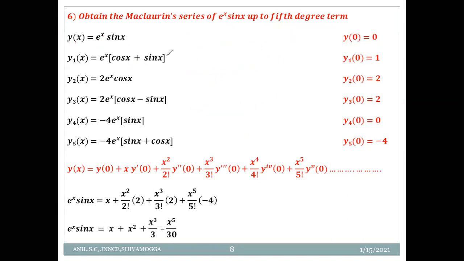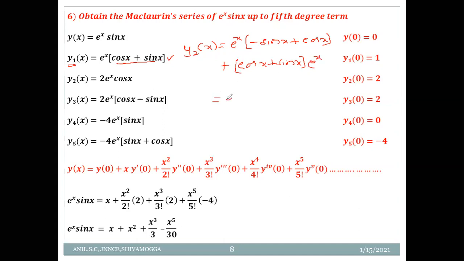Next, to find the second derivative, you differentiate this expression with respect to x. To find y2, we differentiate y1. Derivative of y1 is y2 of x. Here e power x is the first function, keep it as this. Differentiate the second function. Derivative of cos x is minus sin x, plus derivative of sin x is cos x, plus second function cos x plus sin x into derivative of e power x, which is e power x.